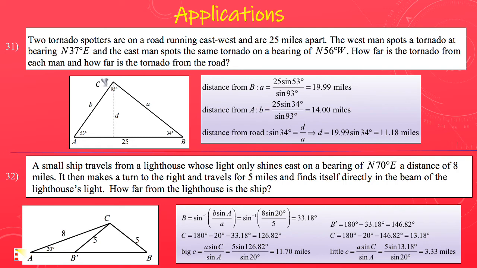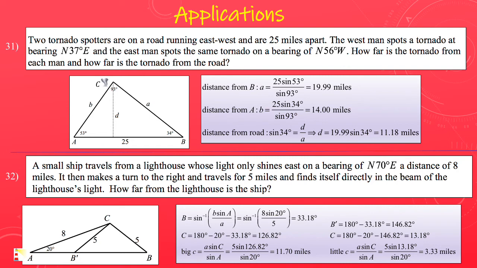Therefore, big angle C is equal to 180 degrees minus 20 degrees minus 33.18 degrees to get 126.82 degrees. So now we can get big C, which is a sine C over sine A, or 5 sine 126.82 degrees over the sine of 20 degrees, which is 11.70 miles. So one possibility is that the ship is 11.70 miles from the lighthouse.